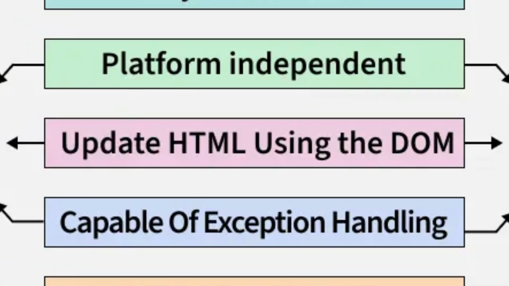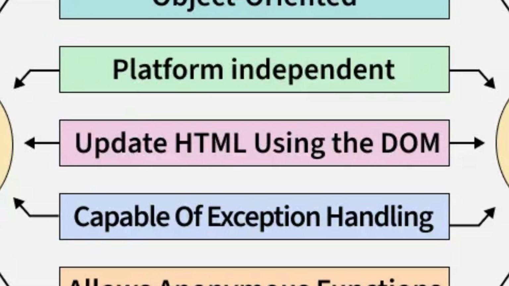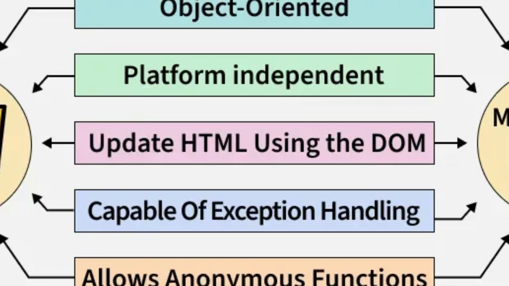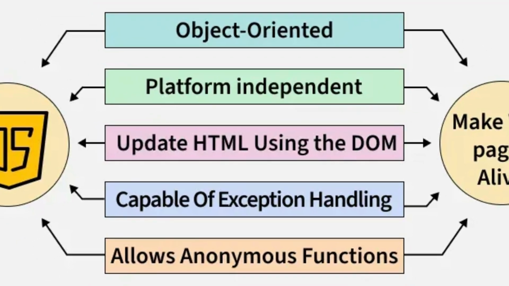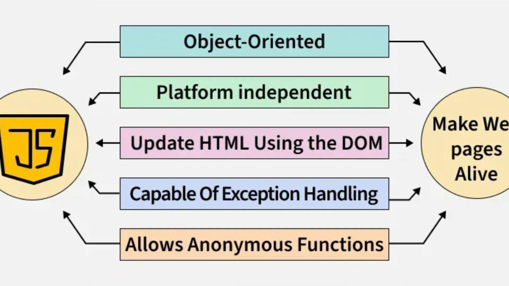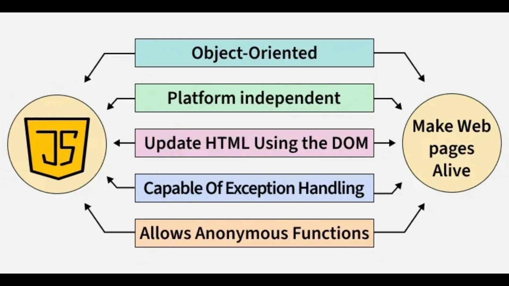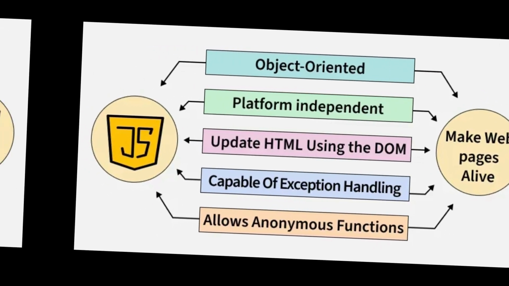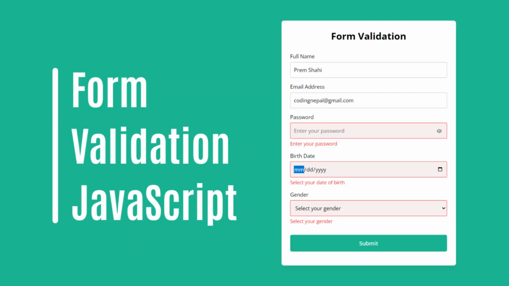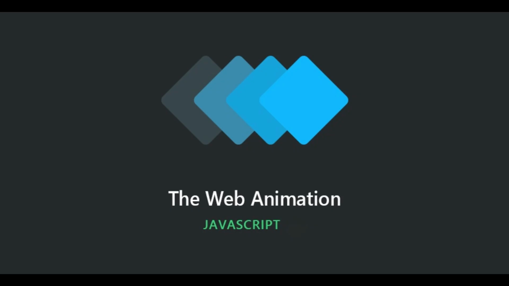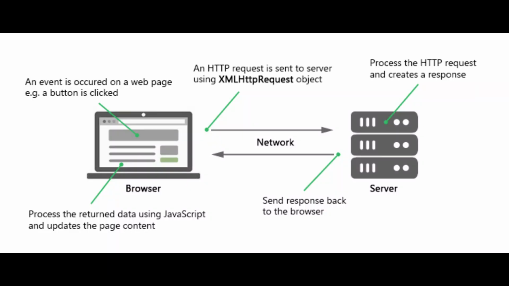JavaScript is a programming language used to make websites interactive, and it works together with HTML, the structure of the website, and CSS, which is also called the style of the website. For example, JavaScript can be used to respond when a button is clicked, show messages or alerts, validate forms, create animations, and update content without refreshing the page.